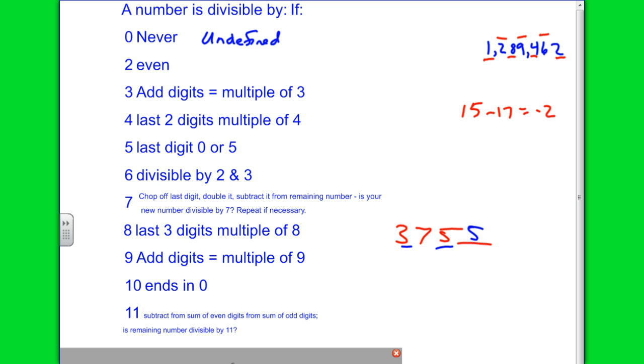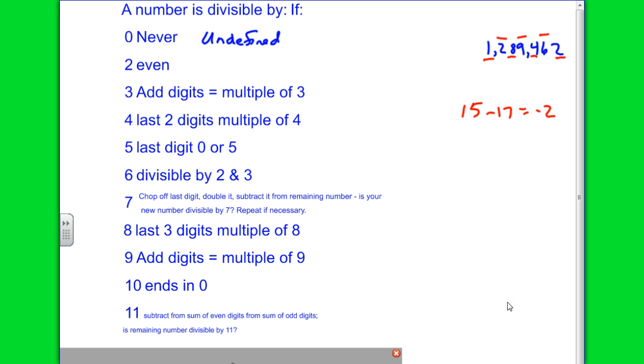What does 3 plus 5 add up to, Cooper? 8. And what about 7 and 5? 12. So are you telling me that 8 minus 12 equals a multiple of 11? 4. So what number could we put, since we know that these two add up to 8, what number could we put at the very end there that would help the 7, Matthew? 1. 7 and 1 is 8. 8 minus 8 is 0. So there's a number divisible by 11.